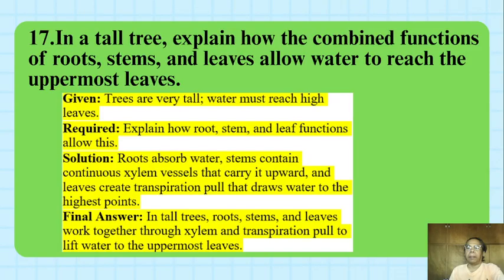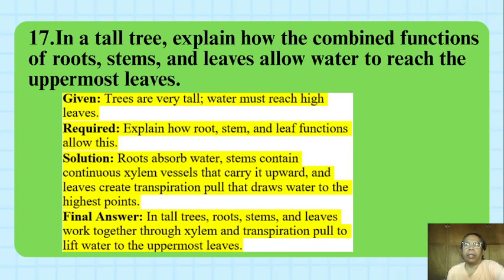Practice problem number 17. In a tall tree, explain how the combined functions of roots, stems, and leaves allow water to reach the uppermost leaves. So we're given trees are very tall. Water must reach high leaves. Required: explain how root, stem, and leaf functions allow this. So solution.